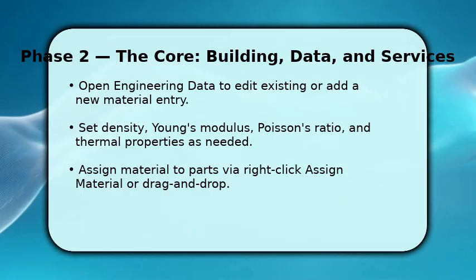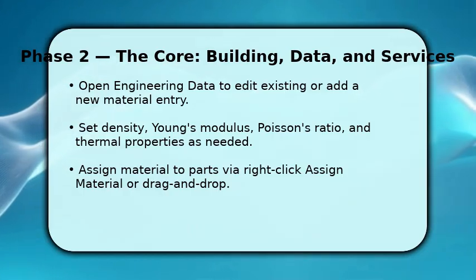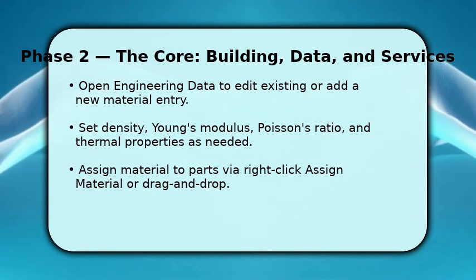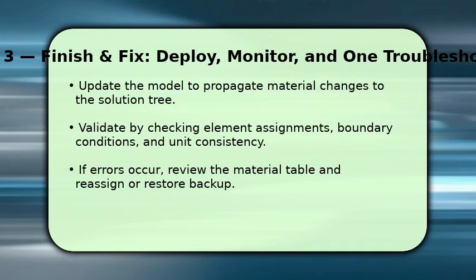Drag the new material onto the part, or right-click the body and choose Assign Material. Make sure to check for unit consistency, because mismatched units cause incorrect results and unexpected behavior. Finally, update the project so material changes propagate to the solution. This triggers a rebuild of element assignments and prevents stale data.